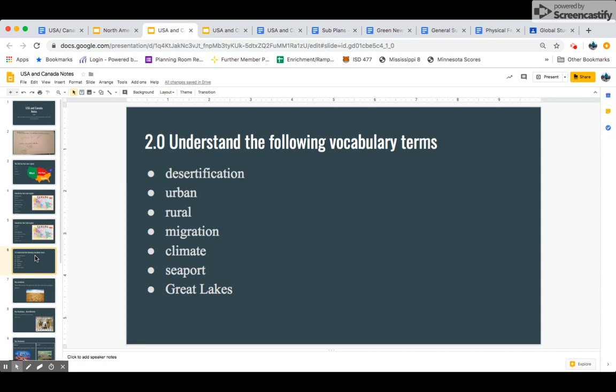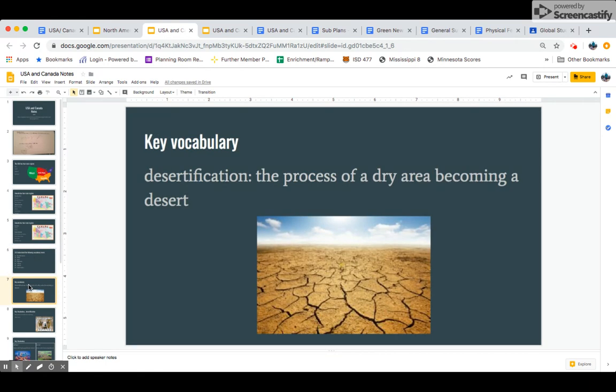To get to the 2.0 or the partially meets for the vocabulary terms for this unit, these are the words that you'll need to know. The first one is desertification. This is the process of a dry area becoming a desert. So once an area goes through desertification and it becomes a desert, there is no turning back.